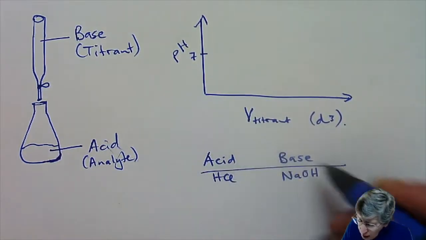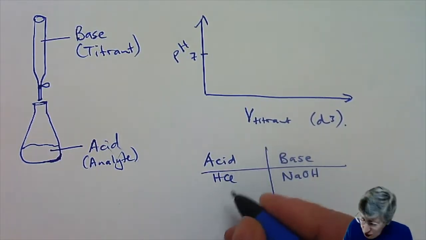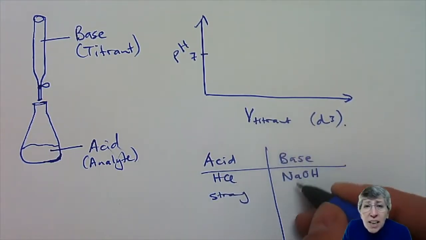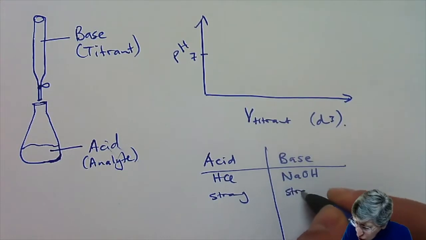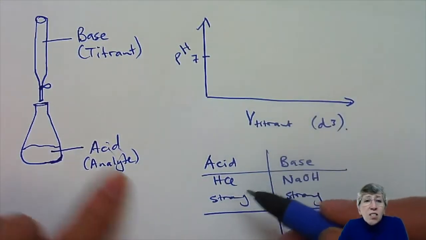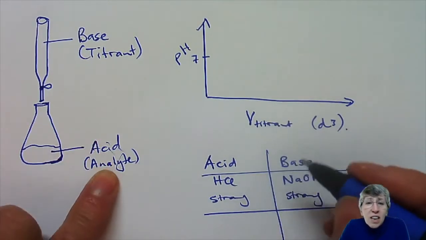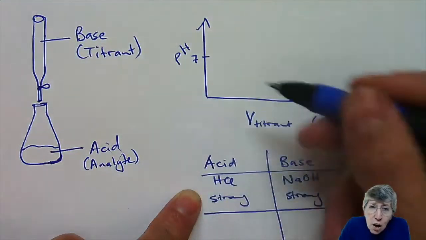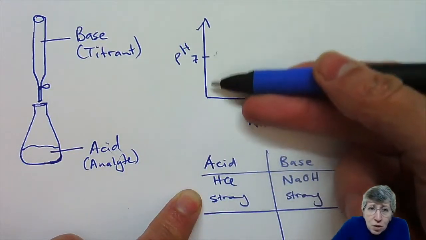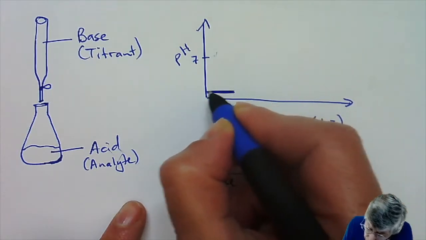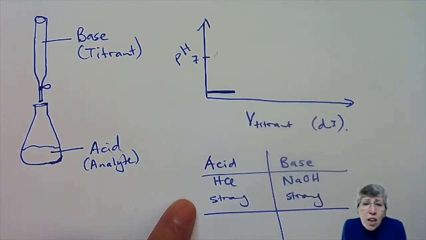Now, what do I know about HCl? HCl is a strong acid, right? What do I know about NaOH? That is a strong base. Right, so when I start out with only the acid down there, and it's a strong acid, I will have a very low pH. So it will not be close to 7, it will be quite a way down, right? So there I've got my strong acid.